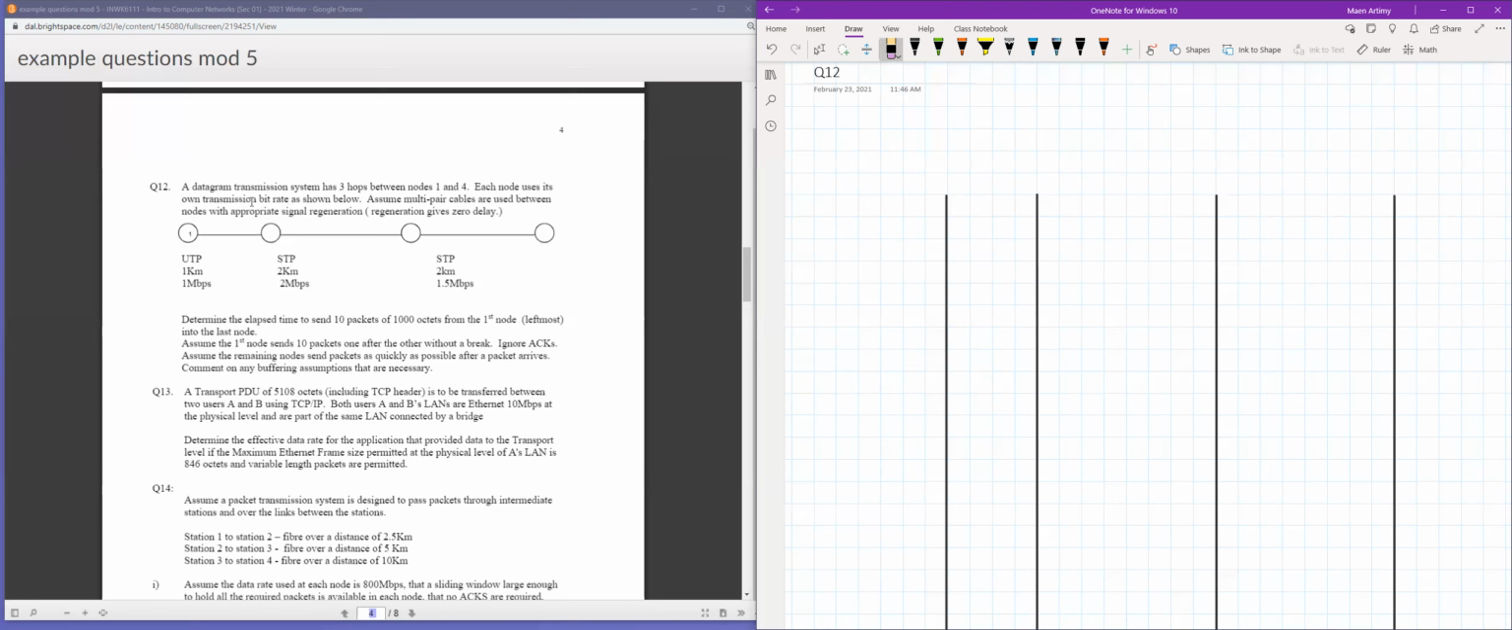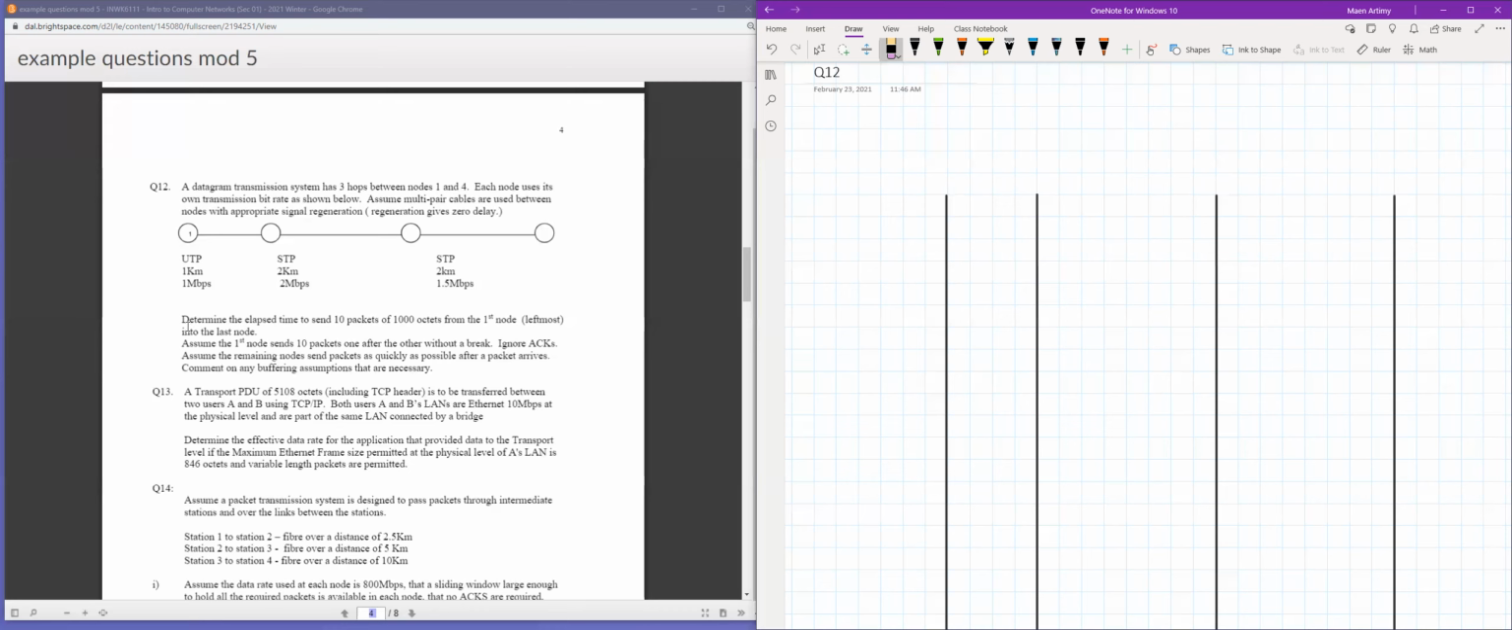Each node uses its own transmission bit rate, as shown here. So we have 1 megabits per second, 2 megabits per second, and 1.5 megabits per second. We are assuming multi-pair cables used between the nodes, and these are the media type and the distance. So based on this information, we can find out the propagation time and the frame transmission time. So we need these two pieces of information.